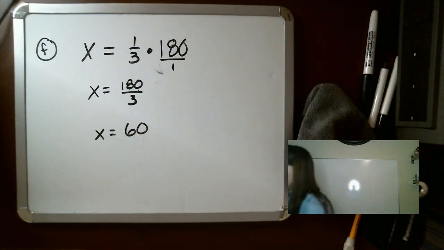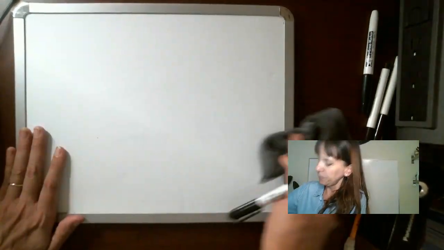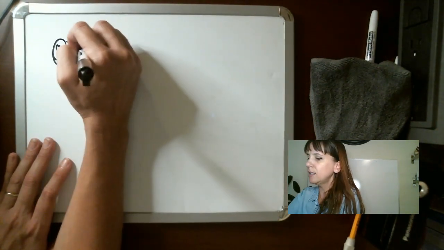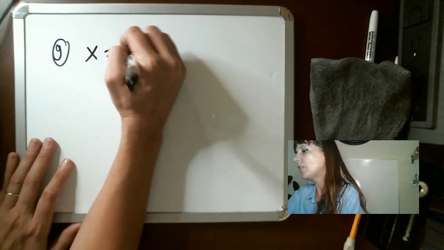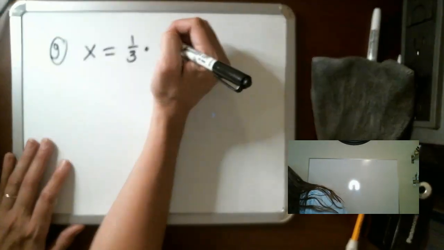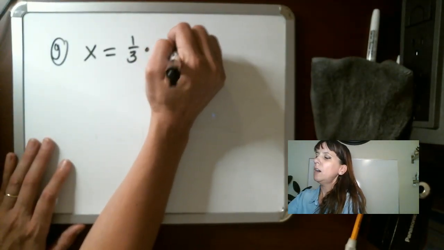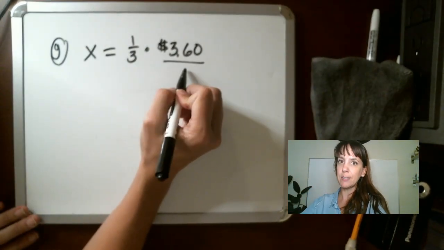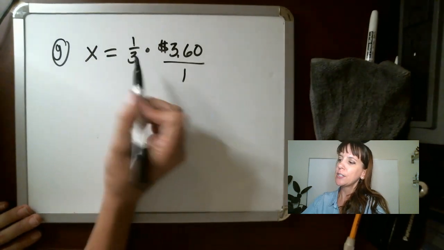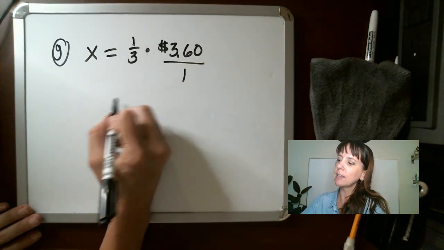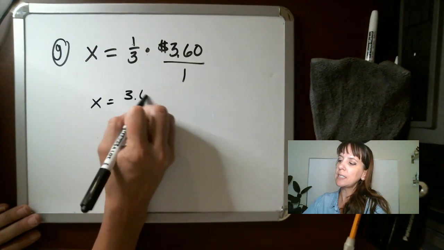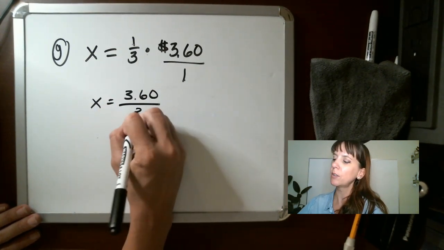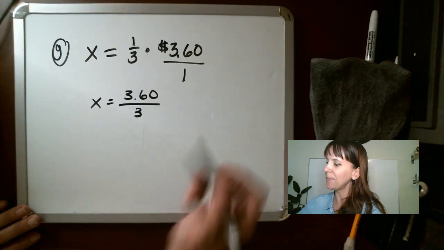Good. Let's look at this next one. G, how much is 1/3 of $3.60? Again, we can turn anything into a fraction by putting this over 1. Okay, so we have 1 times 360, so x equals 360 on top, over 3 times 1, which will give us 3. So let's go ahead and do that side work, okay?